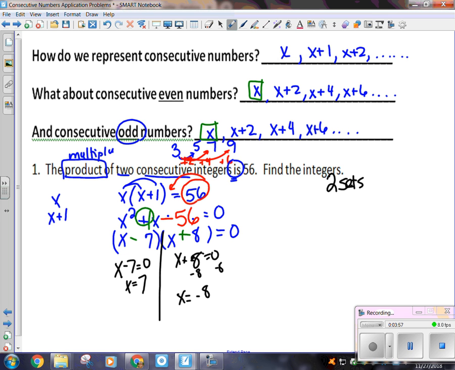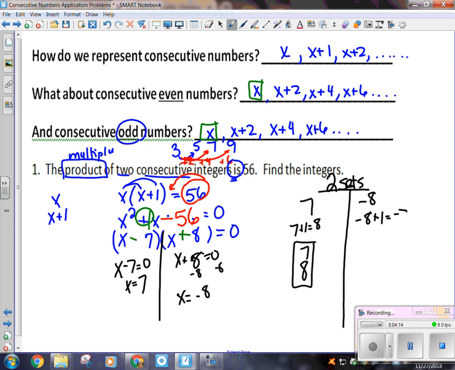I will tell you that I will try in the future to make it to where it's not that way. So I could say 7, and then 7 plus 1 would be 8. 7 times 8 does give you 56. But on the other side, what's negative 8? What's negative 8 plus 1? Well, negative 8 plus 1 is negative 7. Negative 8 and negative 7 also multiply to give 56.